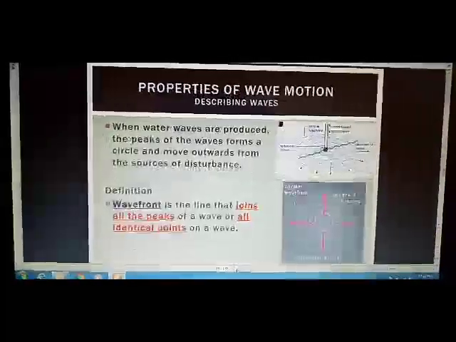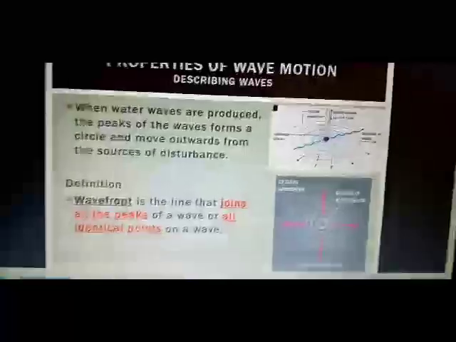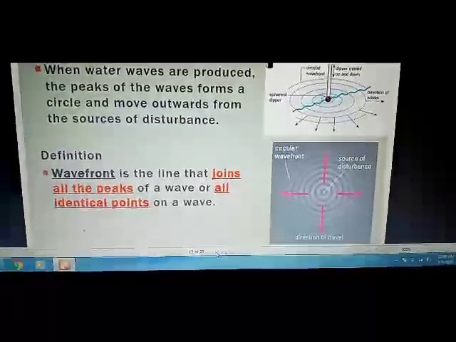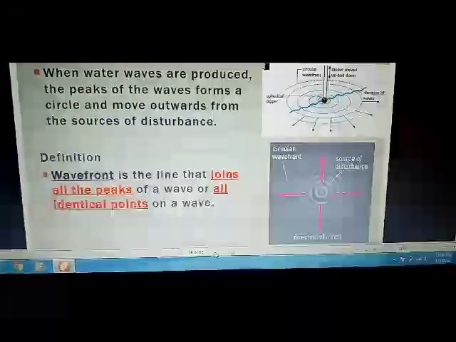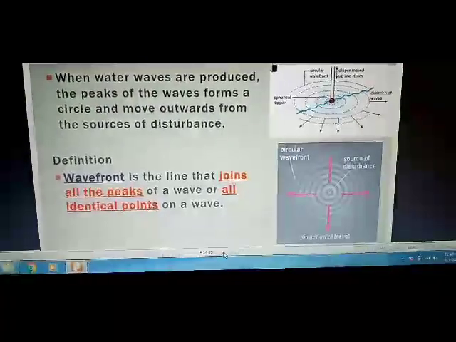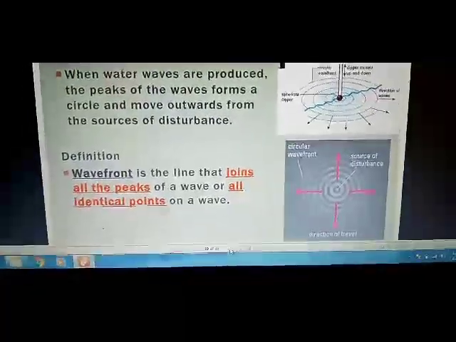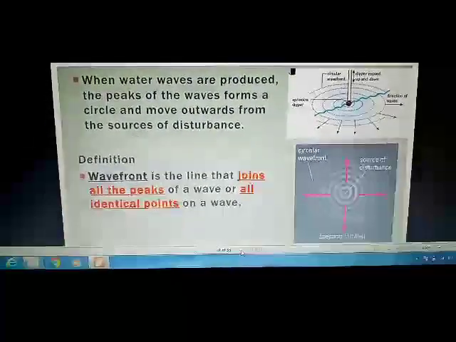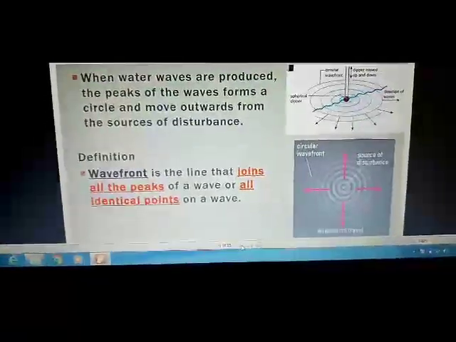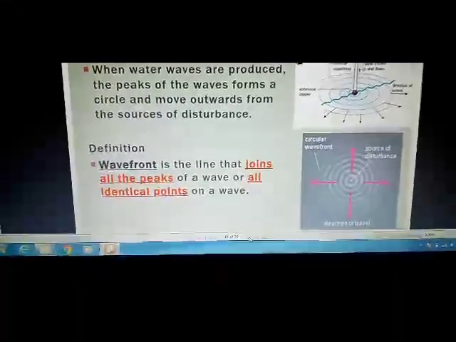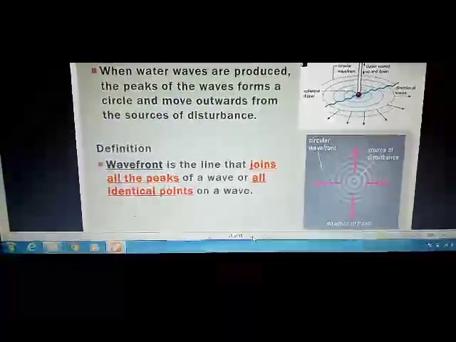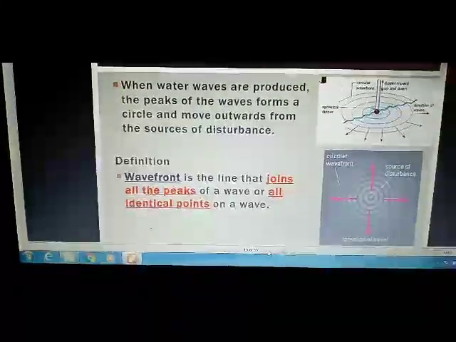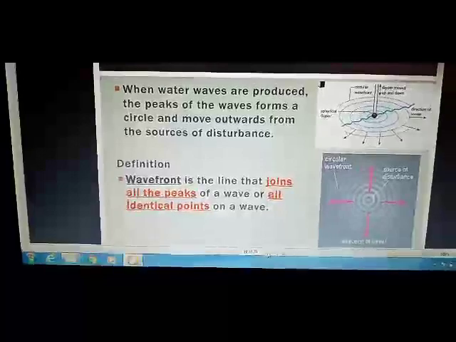So let's do it. First property of the wave, as you can see in the diagram, see the diagram carefully. There is a dipper in the diagram that is moving up and down. It's a spherical dipper. When the dipper is spherical, it will produce circular waves. The direction of the waves is in a circular pattern, and the arrows show the wavefront. Wavefront is a line that joins all the peaks of a wave or all identical points on a wave.